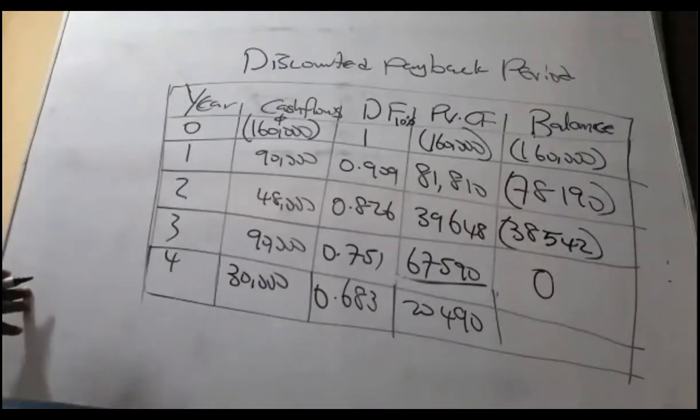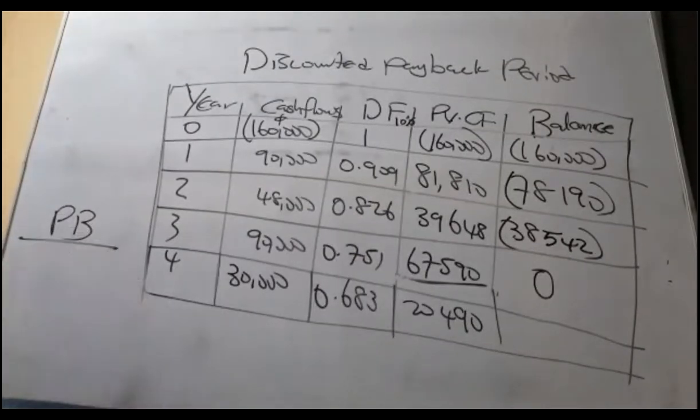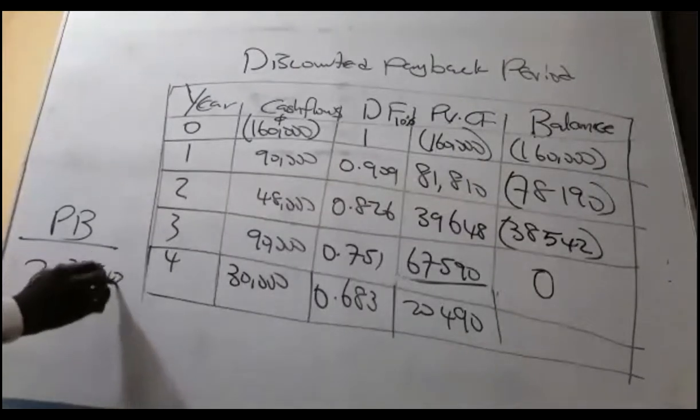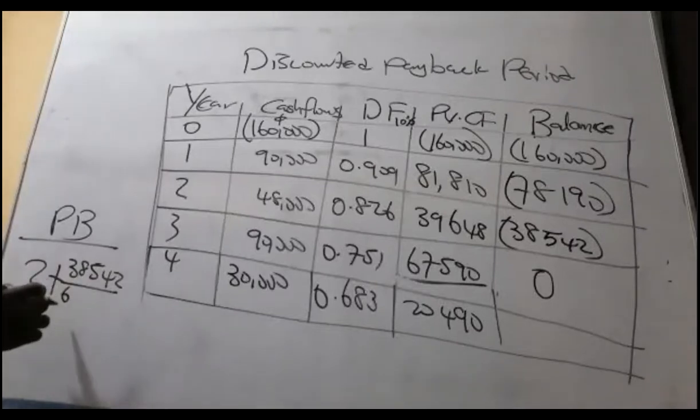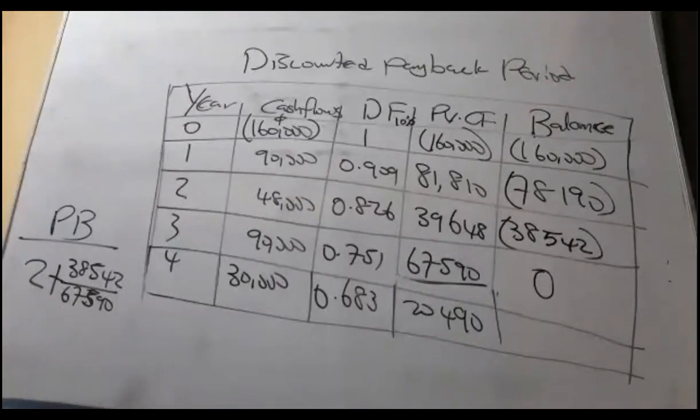So the payback will be as follows. If you want it in years, payback will be 2 full years plus, I pick only 38,542 out of 67,590. So this answer will be in years. That's the payback period in years.